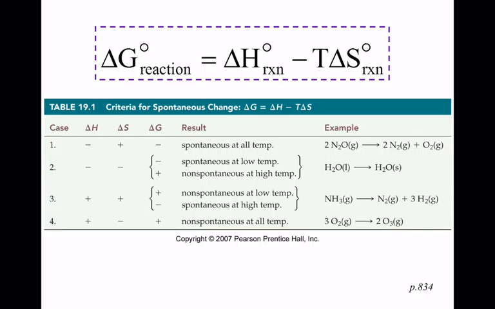So here's a figure from your textbook doing those 4 scenarios that we just did. The first scenario, we said that spontaneity was favored both by the H term and the S term. The second scenario, we said that spontaneity was favored by the H, but not the S. And the third one, we said that it was favored by the delta S, but not the delta H. And the fourth scenario, we said it was disfavored by both.